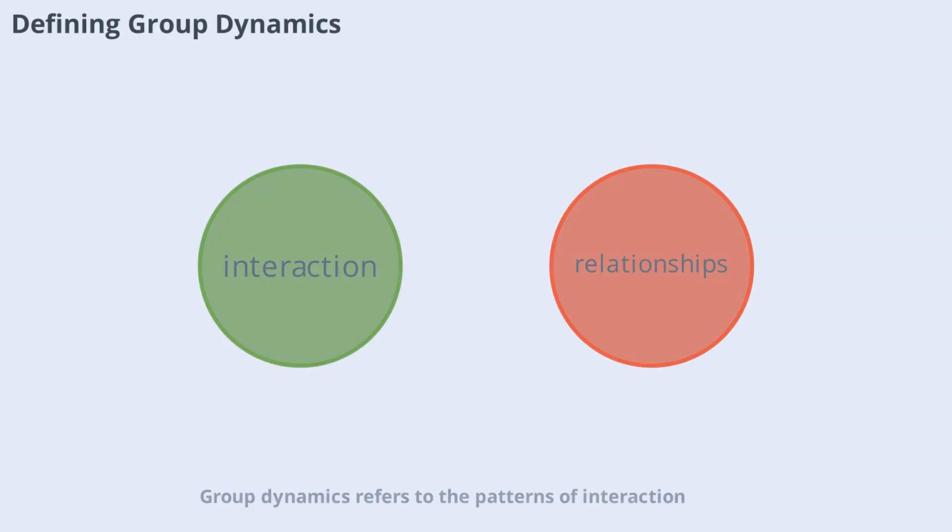Group dynamics refers to the patterns of interaction and relationships that influence how a group functions. It's not just about the individuals, but how they work together as a whole. These dynamics can affect decision-making, productivity, and even the overall mood of the group. By paying attention to group dynamics, leaders and members alike can identify strengths and weaknesses within the team. This awareness helps in making adjustments that foster collaboration and drive success.